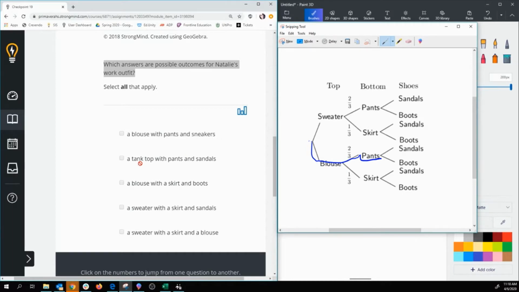The second one says a tank top. Well, if I look at the options that she has for her shirt, she can either wear a sweater or a blouse, right? Neither of those are tank tops. So this tank top option would also not be one we want to choose. The third one says that she can wear a blouse with a skirt and boots. So that third one has three options, all from our tree diagram. So this third one is one that I'd want to pick.